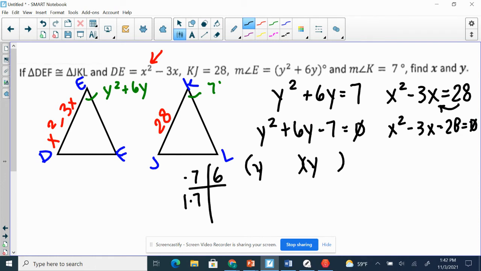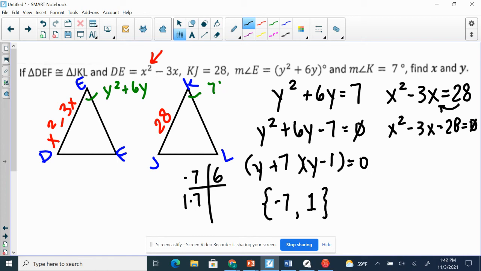That negative 7, I have a 7 and a 1, and I have to decide which one is positive and which is negative. I have a positive b value, so the big number is always positive. These are the factors, so we're not done. We need to set them both equal to 0 and solve, which will give us negative 7 and positive 1.